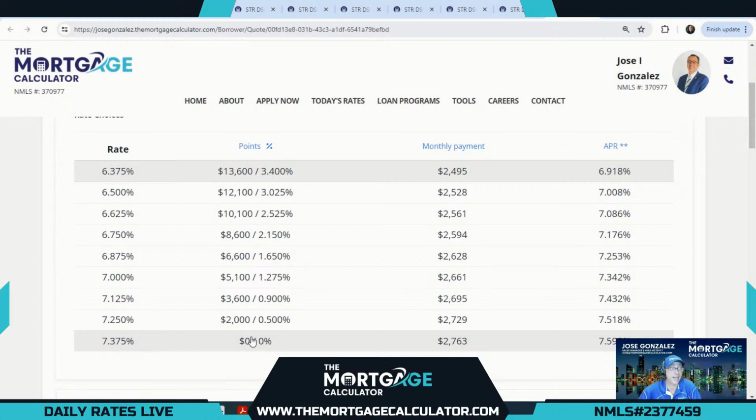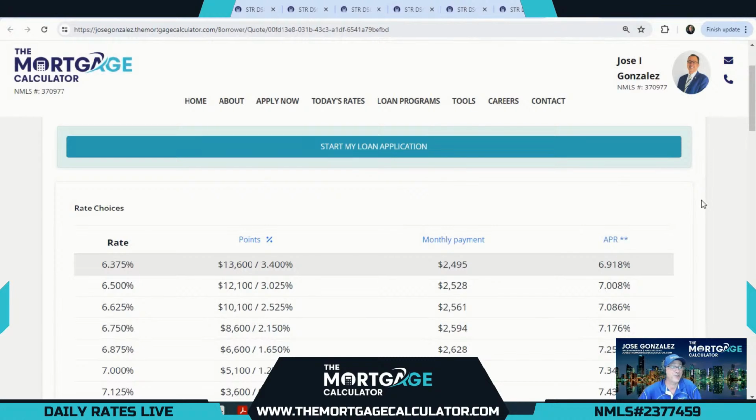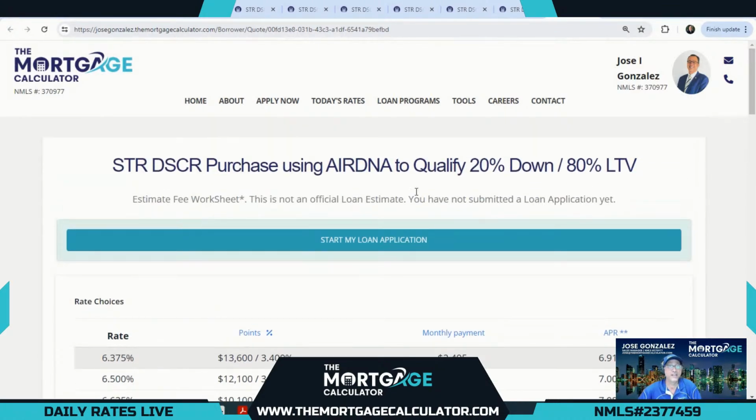7.375 at par, and you can buy that down to 6.375 at a cost of 3.4 points. What were you saying, Nick? There was going to be a dip in the non-QM? For sure. Look at them apples. This is 80% LTV using AirDNA.